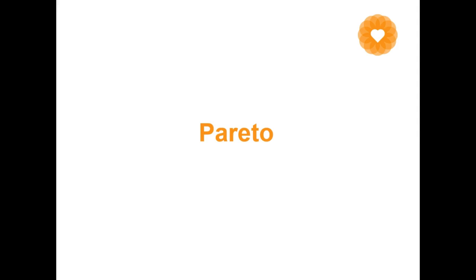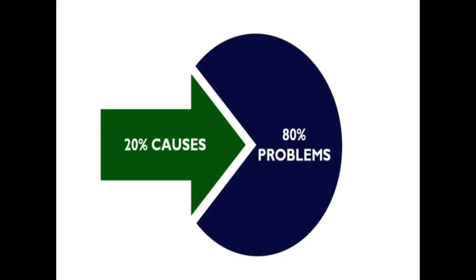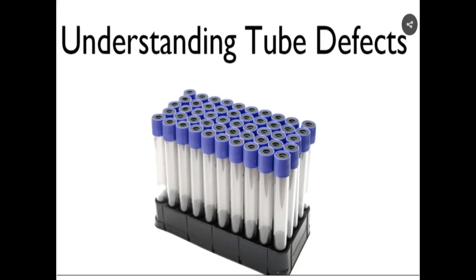So let's talk about Pareto charts. Pareto charts measure that 20% of the effort equals 80% of the result. Vilfredo Pareto walked out one morning and realized that 80% of the wealth in Italy was owned by 20% of the families. And obviously, we have a problem with that. So usually 20% of something causes 80% of the problem.